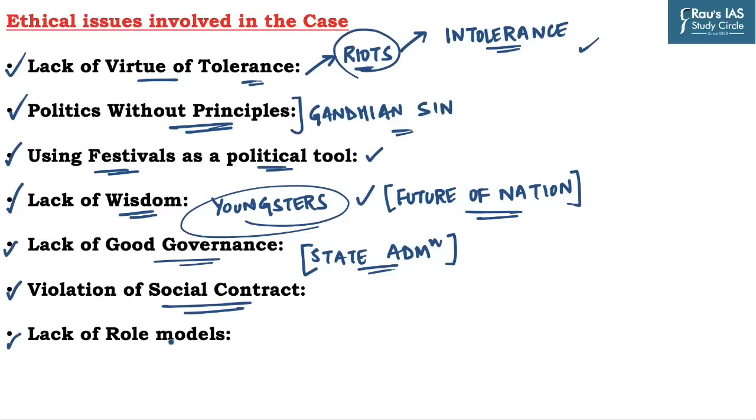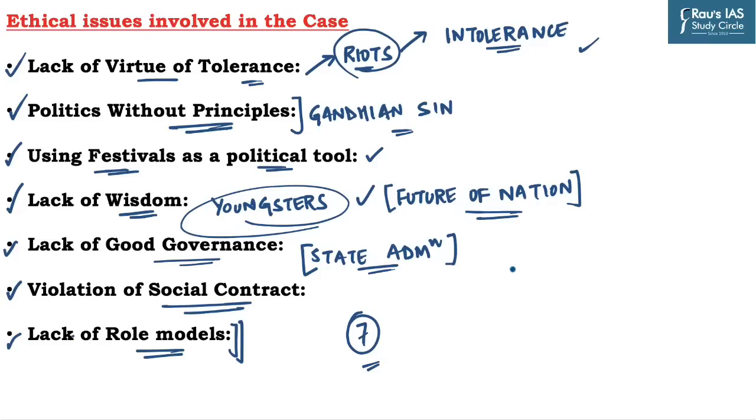And the last one is lack of role models. Now you must be thinking that how it can be an ethical issue. The idea behind this particular issue is that the political and religious leaders have failed to present themselves as role models for the youngsters. So we have discussed 7 ethical issues which are involved in the case.